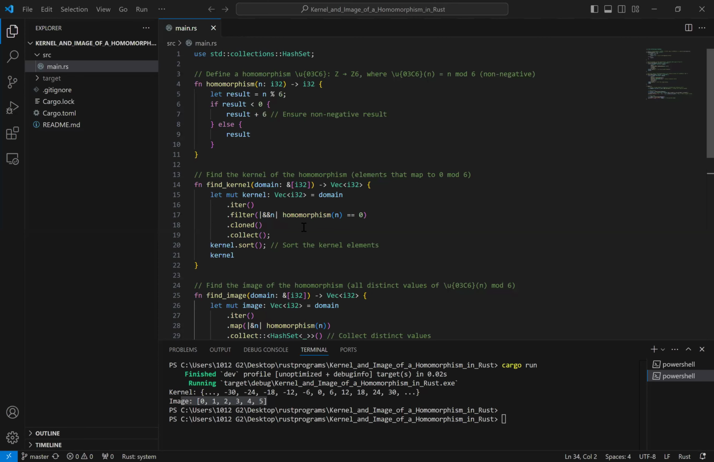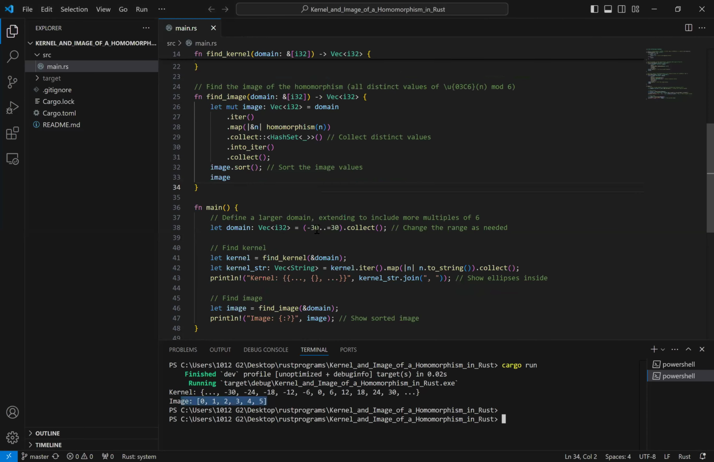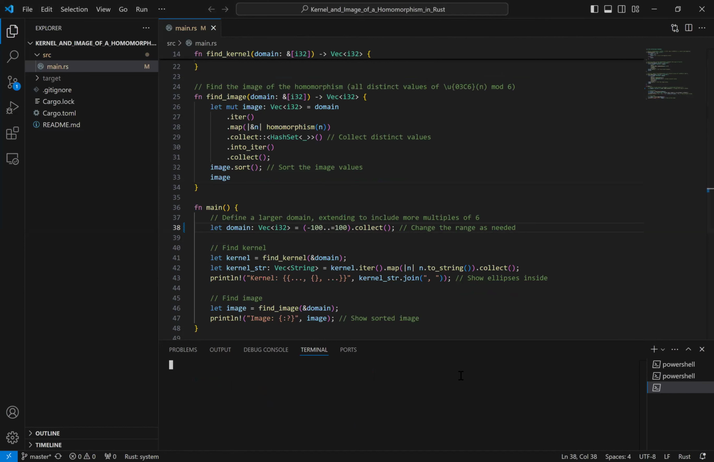Oh, let me just again share. Now, what is the main? The main is where you define your range. This is where you define the range. So the range here is from -30 to +30. But if you want, you can increase it. Let's try and increase to 100. Let's see, -100 to +100. So just increasing it is now to define the range.